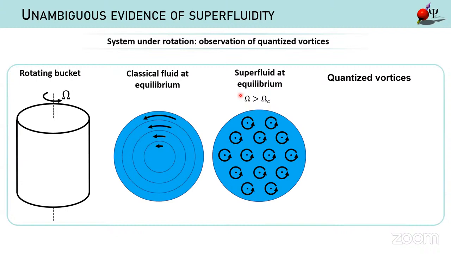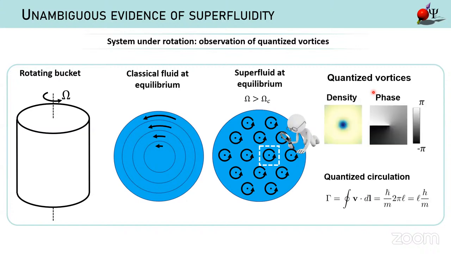rotation frequency above a certain threshold value, the system will spontaneously develop some topological defects, which are called quantized vortices, which is basically the way that the system has to absorb the angular momentum coming from the rotation. If we have a closer look at one of these topological defects, they manifest as density holes, so you can really see the holes, and they are characterized by a 2π phase winding of the wave function all around the vortex core. And they are quantized because the circulation of the velocity field is quantized.